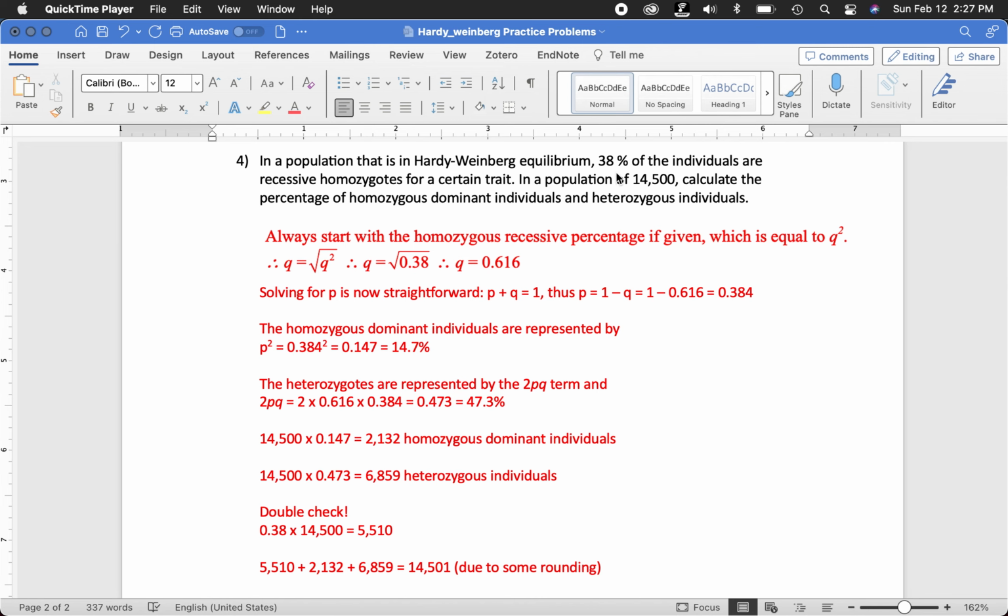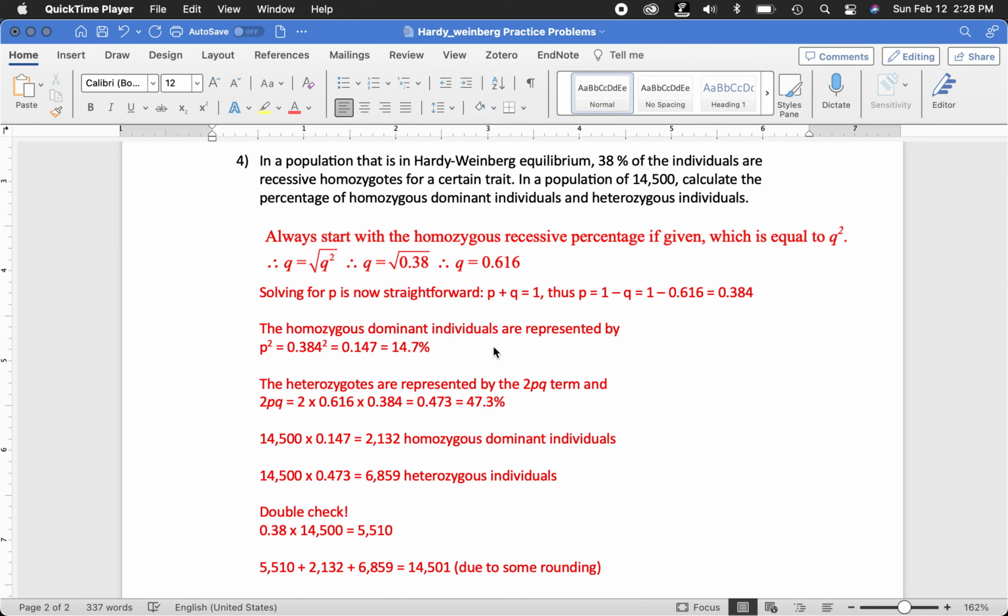The percentage of individuals that are homozygous recessive is 38%, which is the same thing as 0.38. That is q squared. You have to take the square root of that to find out what the allelic frequency is for the recessive allele, which is 0.616. So now we can plug this into our p plus q equals 1 to find out what the allelic frequency of the dominant allele is, which is 0.384. So that's just allelic frequency now of the recessive and dominant alleles.